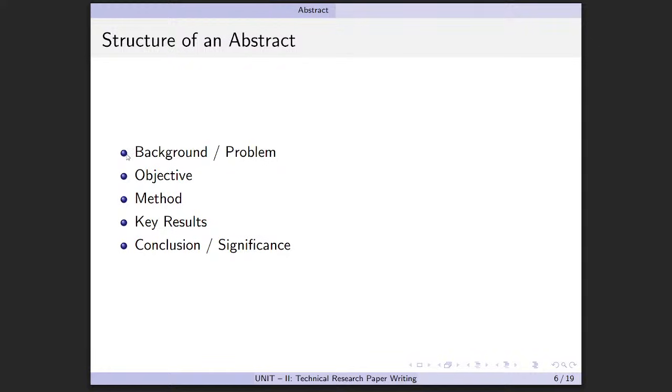The objective is nothing but I need to find whether this is happening correctly or not. The method is nothing but which method I am using to get these results. Key results is nothing but the result that I got, whether the student who was using a mobile phone is completely distracted or not. Conclusion. So these are the things you need to mention in the abstract.